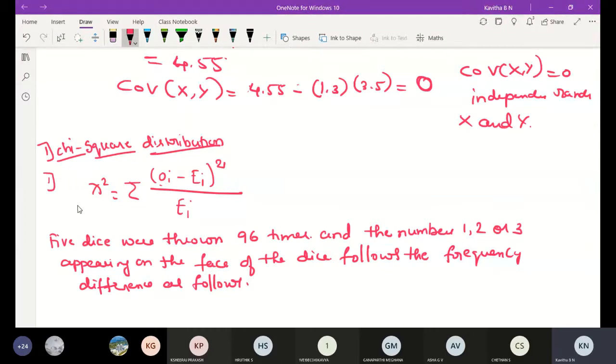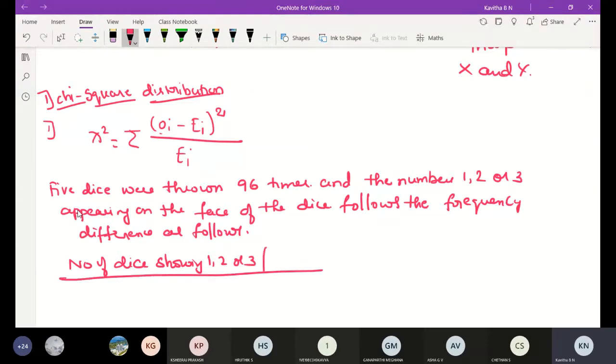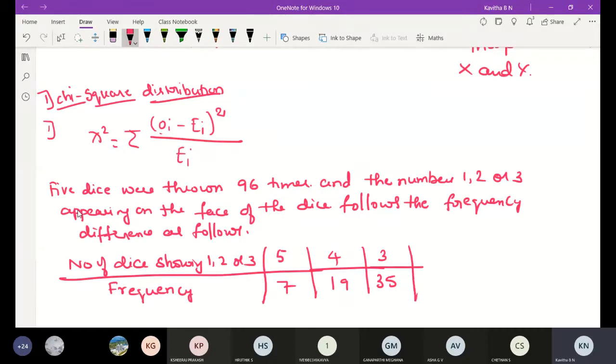Okay. Here, the number of dice showing 1, 2 or 3 and the frequency: 5, 7, 4, 19, 35, 24, 8, 3.